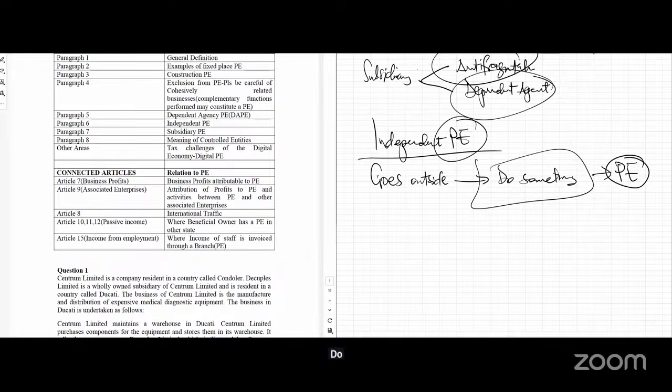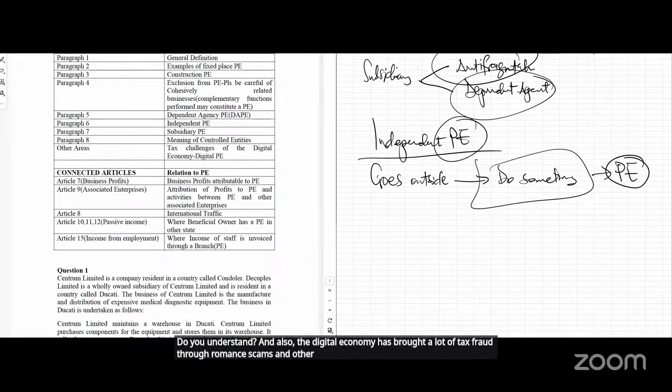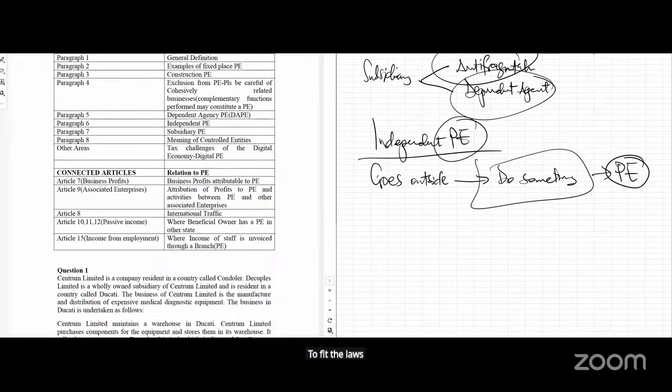Do you understand? Also, the digital economy has brought a lot of tax fraud through romance scams and other things, right? Which is making it difficult for the tax authority. This thing, you don't need to read any book. Look at the things happening on the internet now and just turn it the other way around to fit the laws, the tax that you are learning. Are we okay?